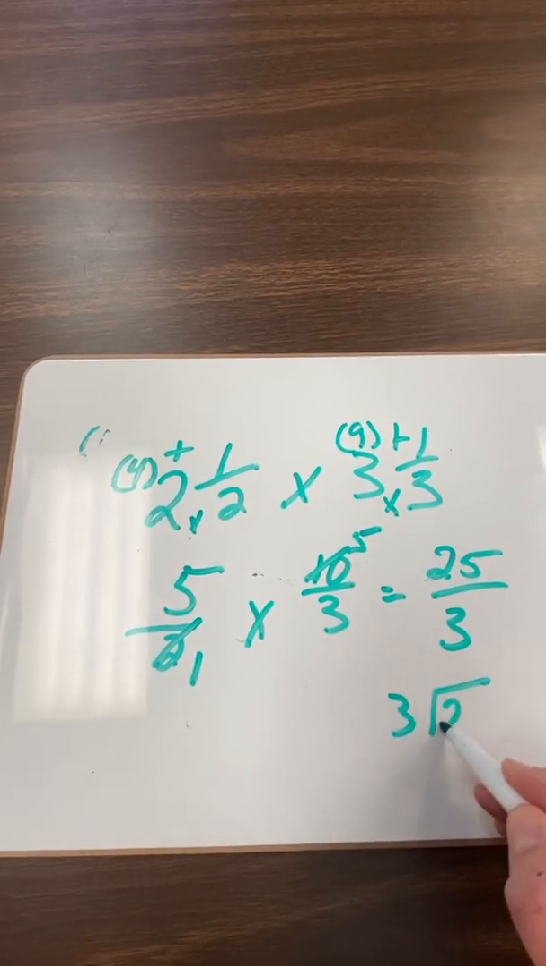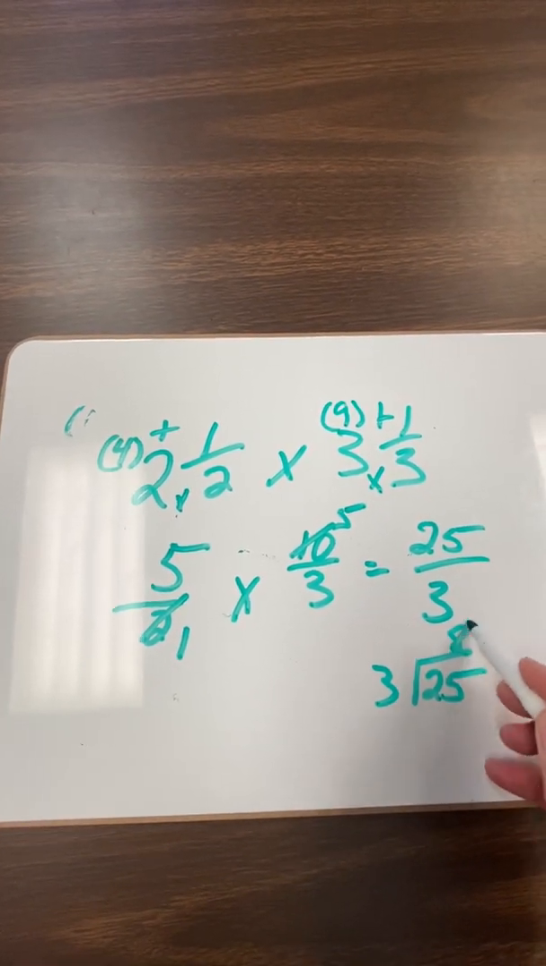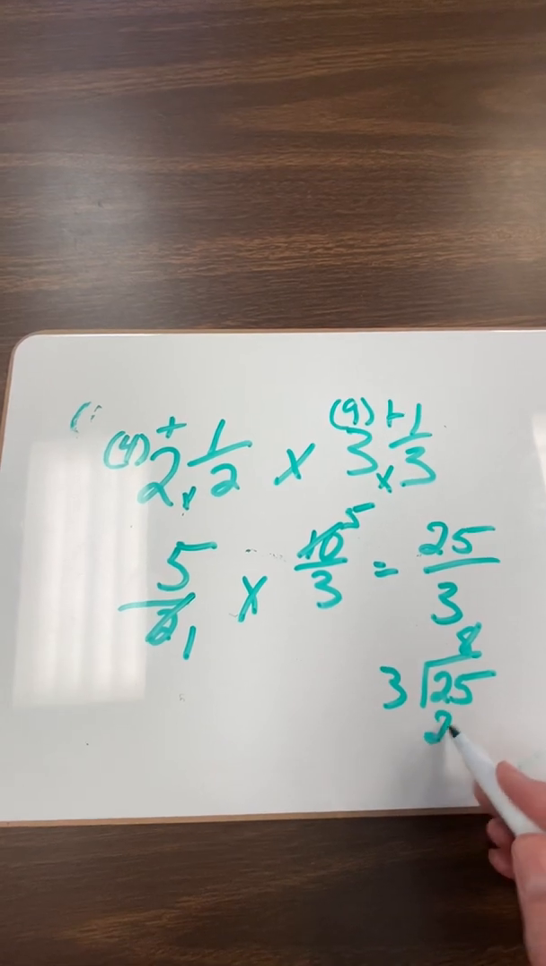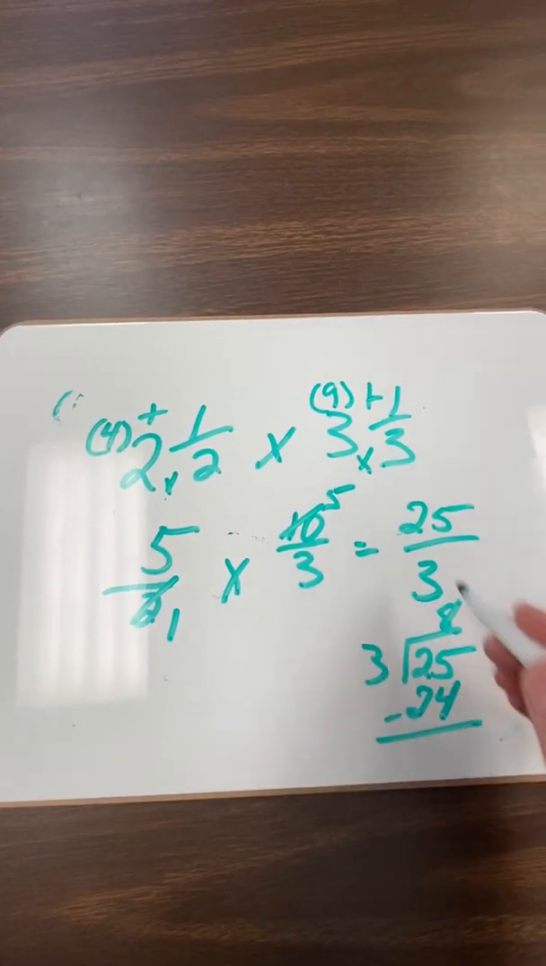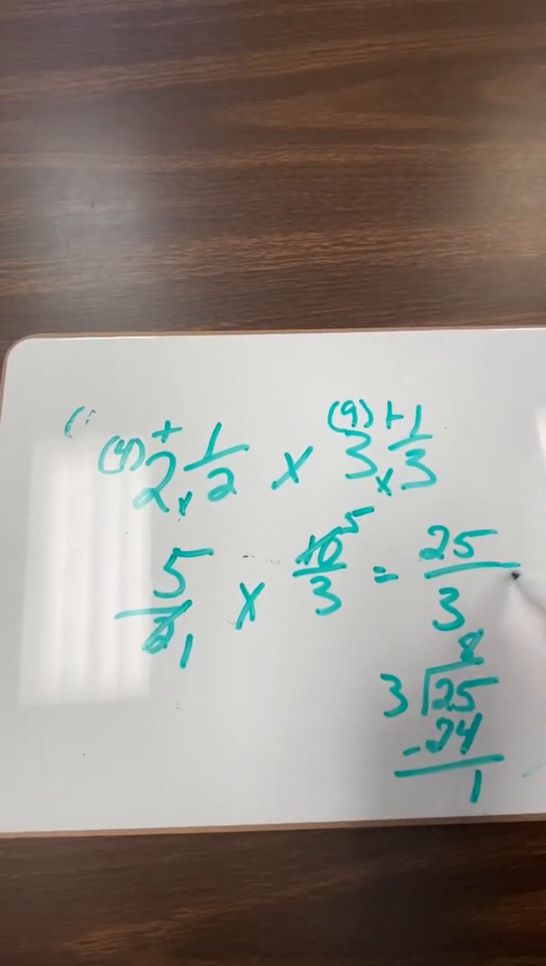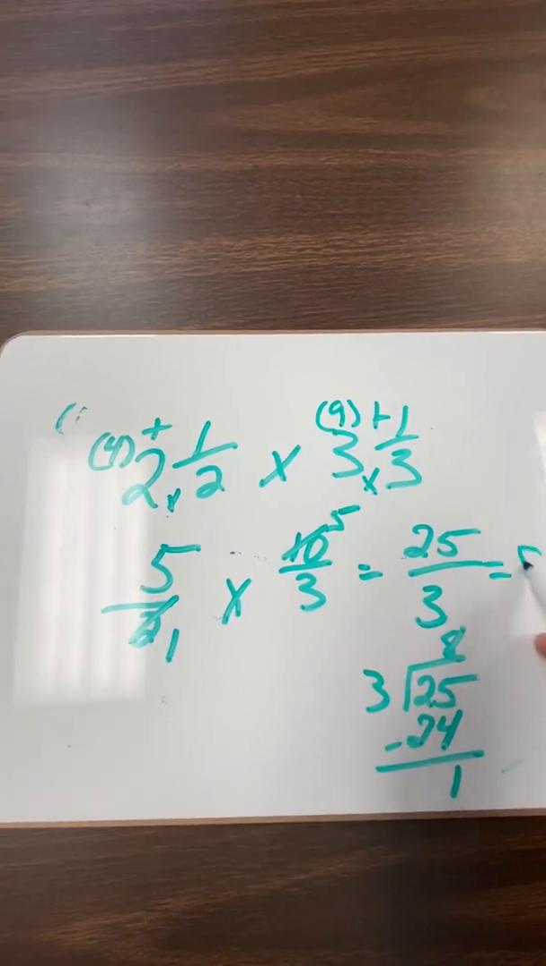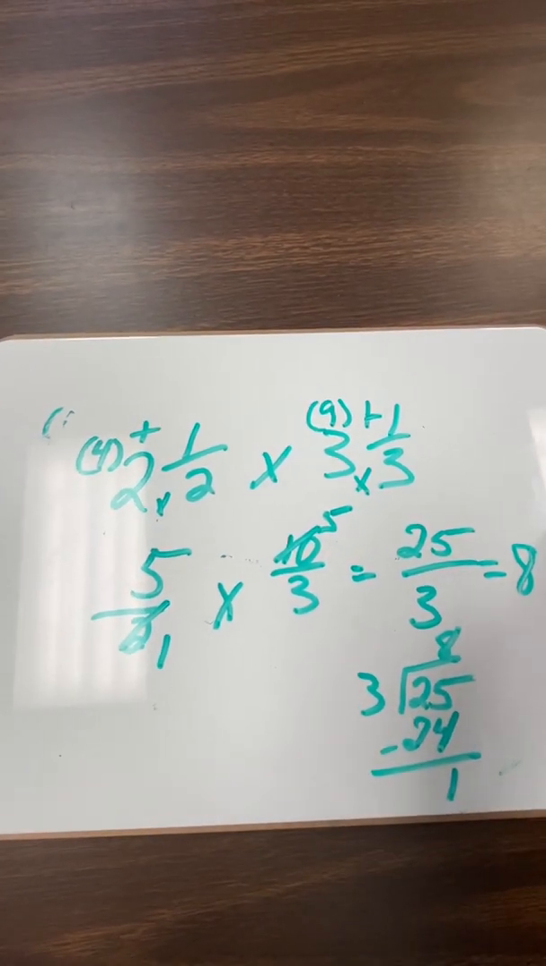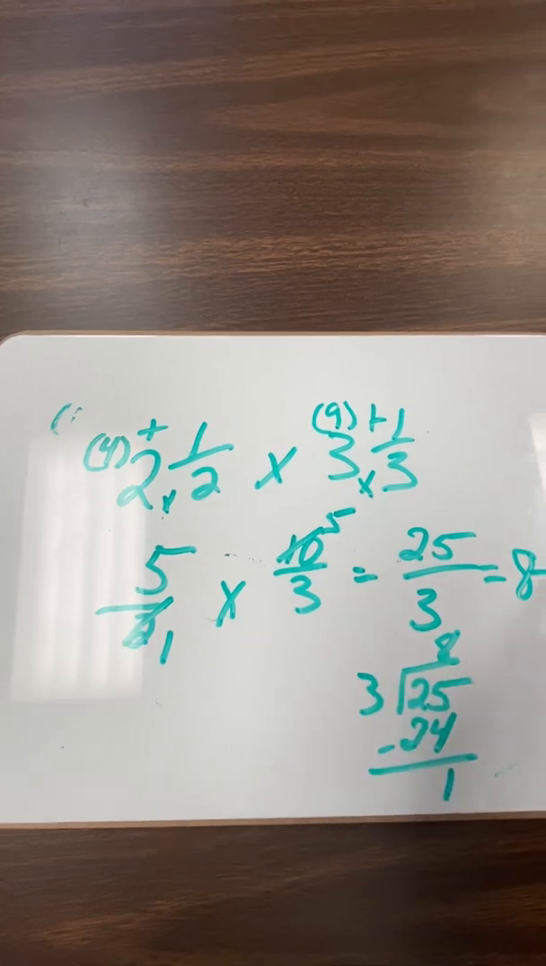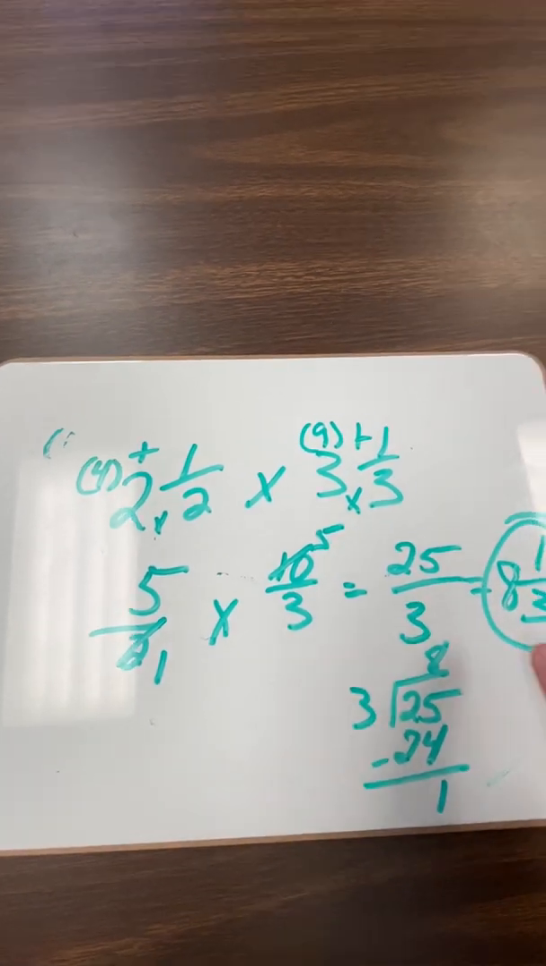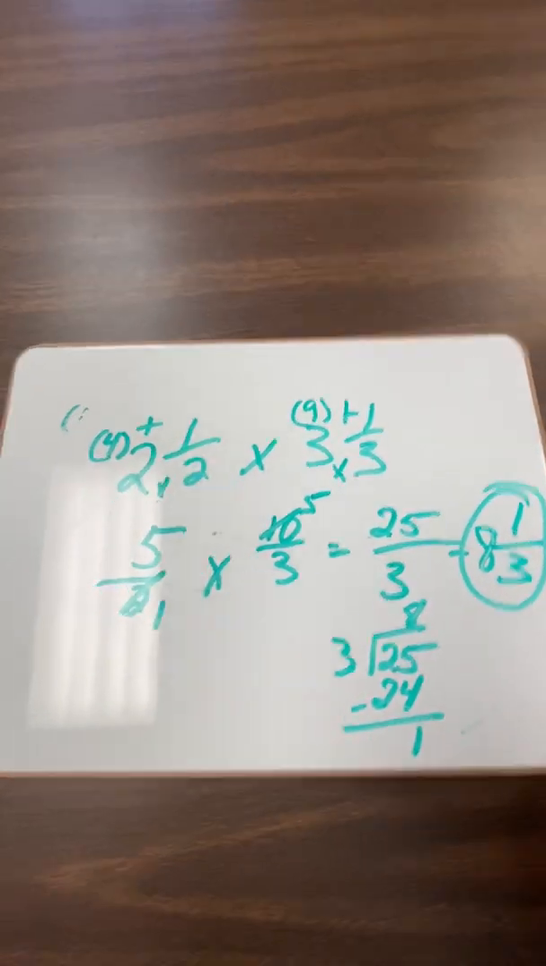Well, we divide 3 into 25. That goes 8 times, which is 24. Subtract. So 8 would be your whole number. Your remainder is your numerator over top of your denominator that stayed the same. So 8 1/3 would be your answer.